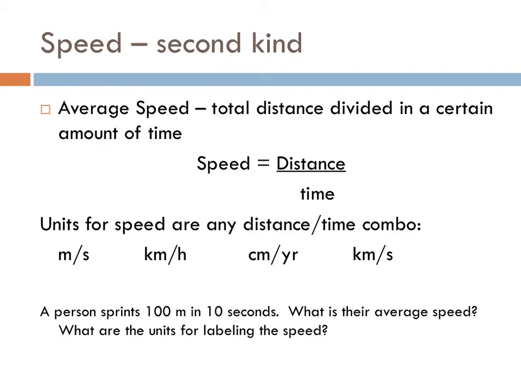Now, do this for me. You can do it in your head if you like. If you have a person who sprints 100 meters in 10 seconds, what is their average speed? I'm sure many of you can do that in your head. But here's the important thing. What are the proper units for labeling that speed? Think about it and write down your answer. We'll talk about it in class on Thursday or Friday.